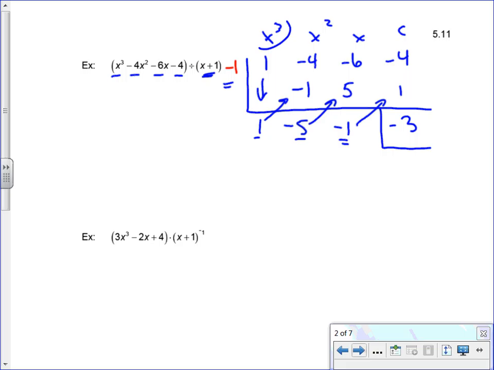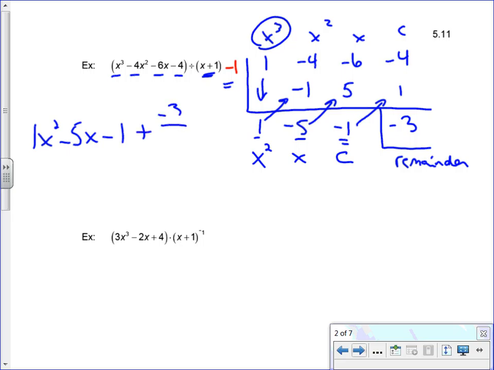Again, we started with an x cubed, so we're going to go down by 1 power, 1 degree. This will be x squared, this will be x, and this will be our constant. This one will be our remainder. So our final answer to this problem is 1x squared minus 5x minus 1. And there's two ways you can write this. You can either write plus -3, put it over the x plus 1, or you can write minus and put 3 over the x plus 1. Either of those are fine. Okay?